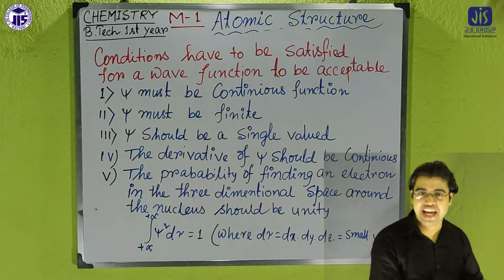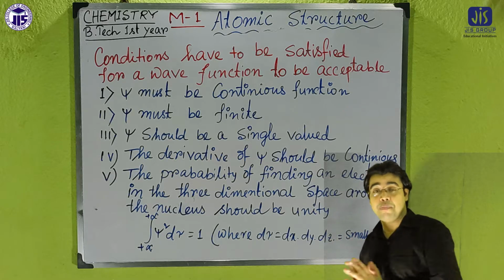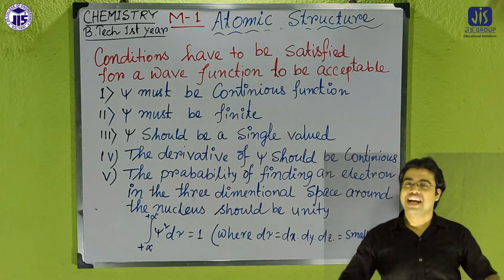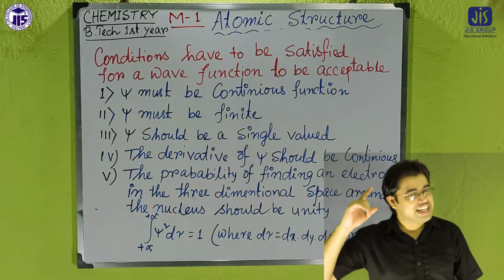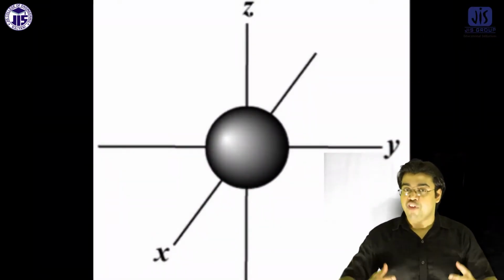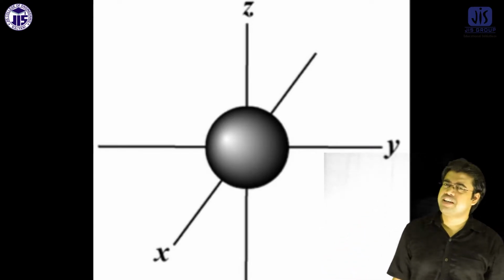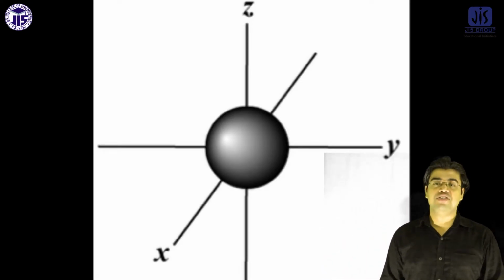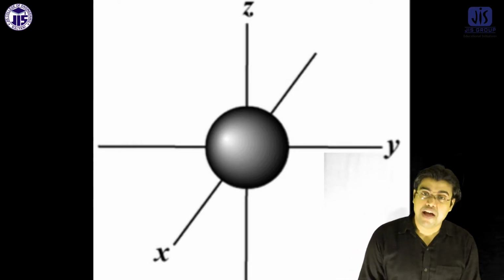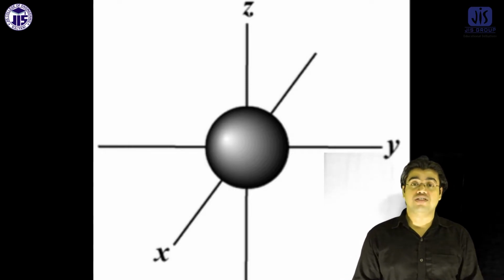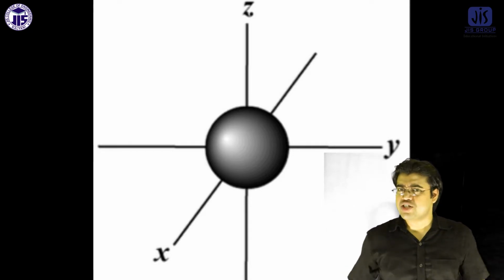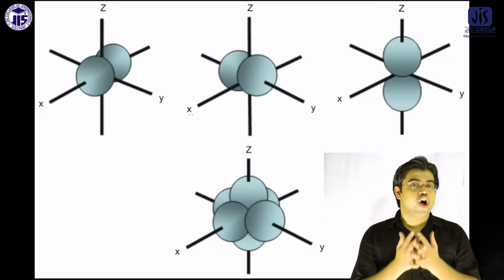Now students, come to the point: what are the shapes of the s orbital, the p orbitals, that is px, py, pz, and the d orbitals, that means dxy, dzx, dyz, dx square minus y square, and dz square. The shape of the s orbital is almost spherically symmetrical. What is spherically symmetrical? That means it remains in the x, y, and z directions in the same way. That's why it is called the spherically symmetrical shape of the s orbital.